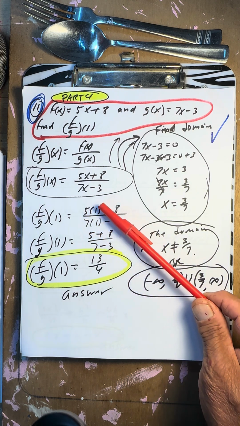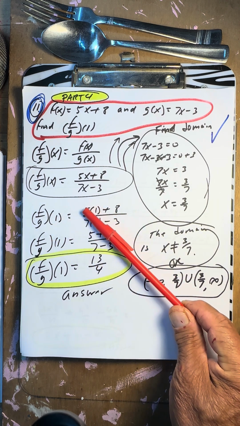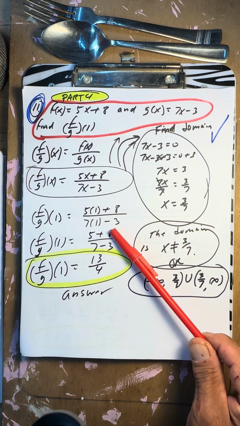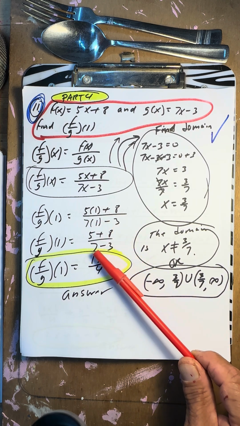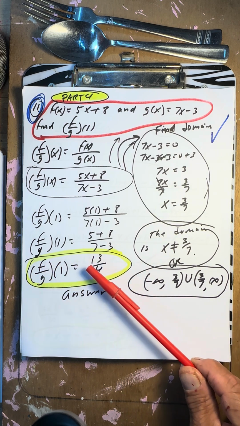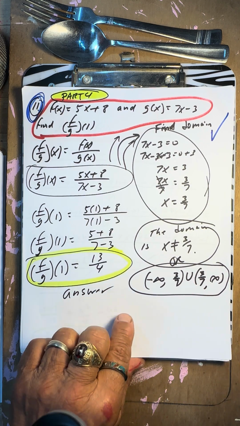So put the 1 in there. f of g of 1: 5 times 1 is 5, 7 times 1 is 7. So the top number is 13, and the bottom number is 4. So f divided by g of 1 is 13 over 4. The domain is the numbers right here.